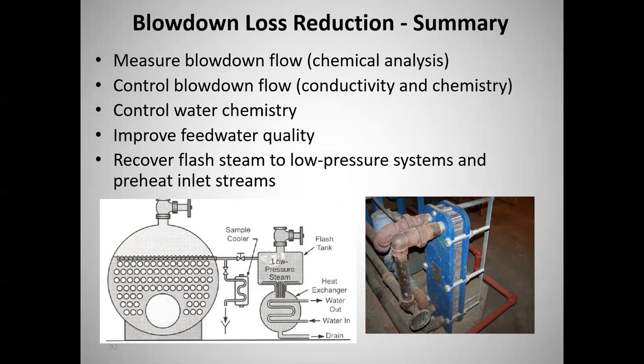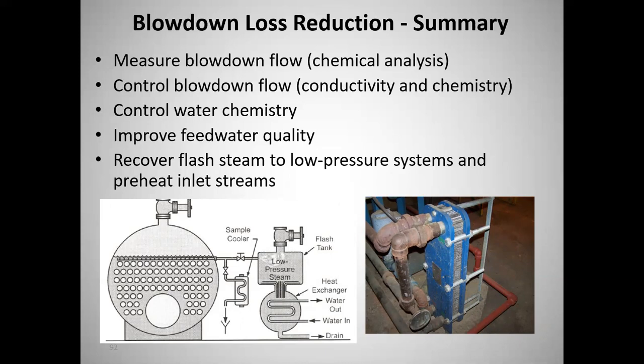One thing you can do is improve your feed water quality. Well, how can you do that? You can clean up your makeup water, or you can return more condensate. The condensate is considered pure in most cases, and so if you can bring back some that you're dumping on the ground or throwing away, that's less makeup water, that's less minerals and stuff that you're putting into the system, so you have less to clean up. And then, of course, recover flash steam to low pressure systems and preheat inlet streams.